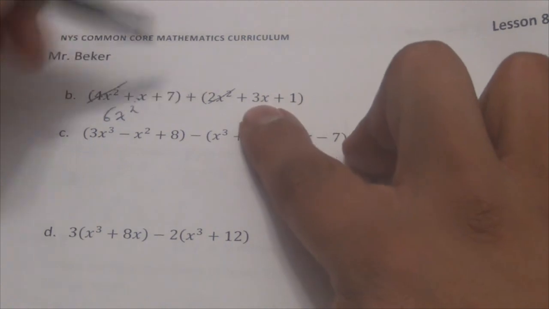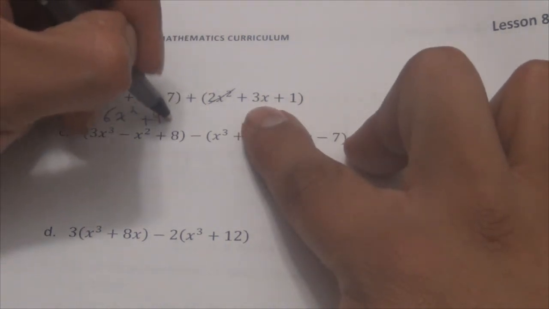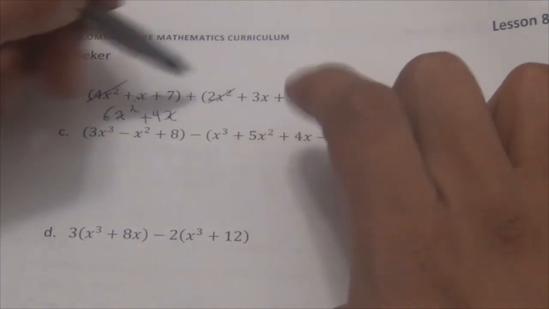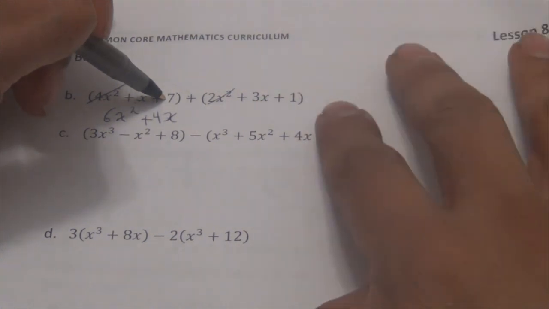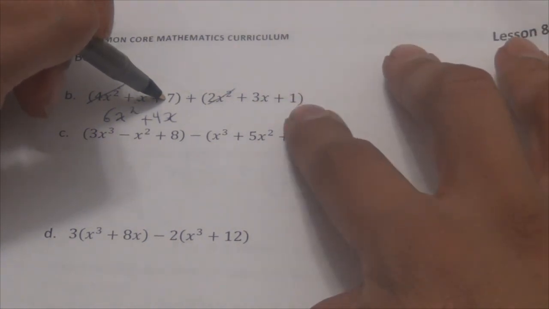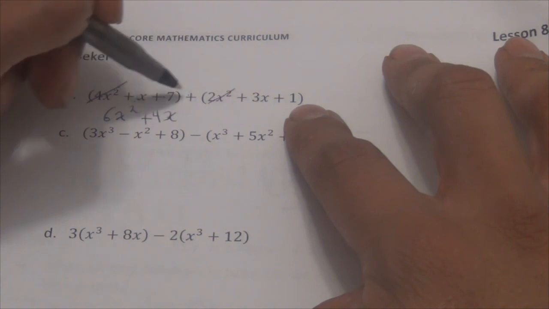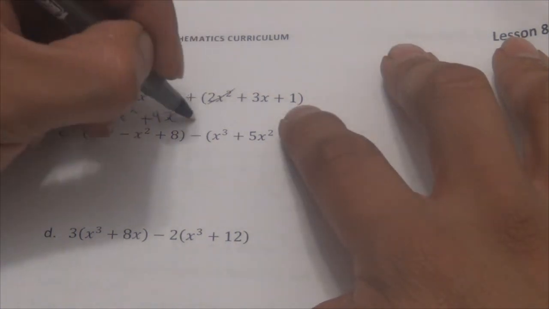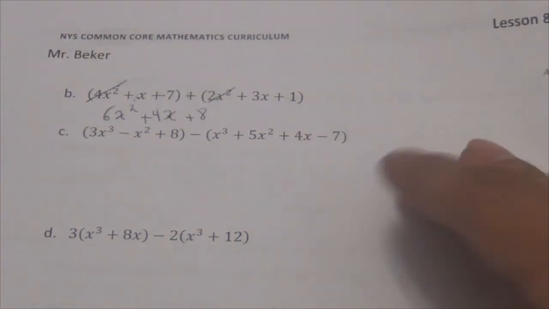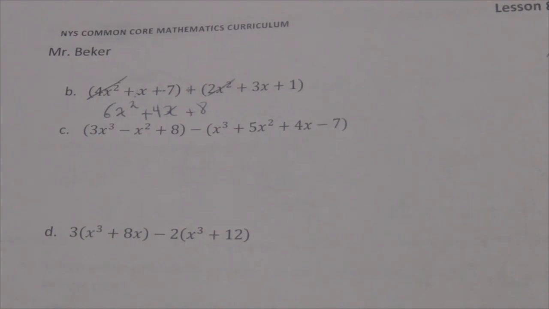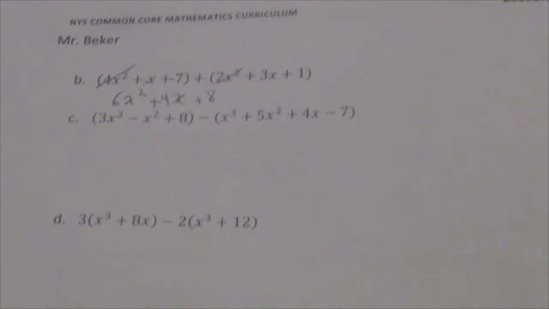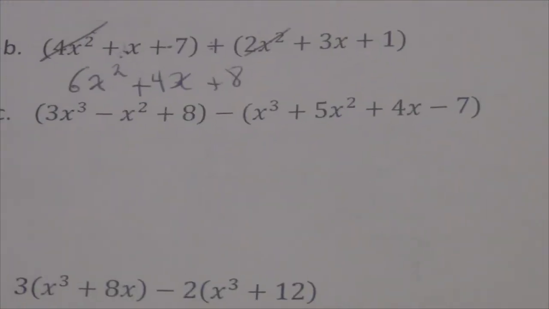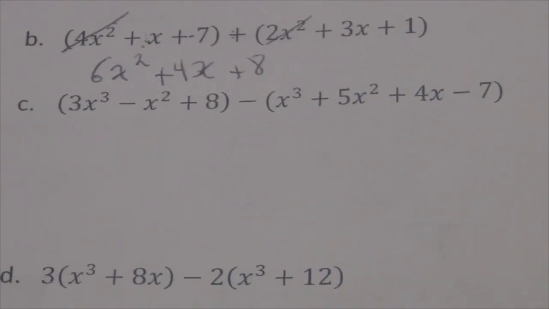So 1x plus 3x is 4x. And then 7 is a loose number, just a regular number. And 1 is also a regular number. So 7 plus 1 is 8. Got it? Okay then, so let's work the other problems out. Yeah, I can make this larger. Okay, let's do it.